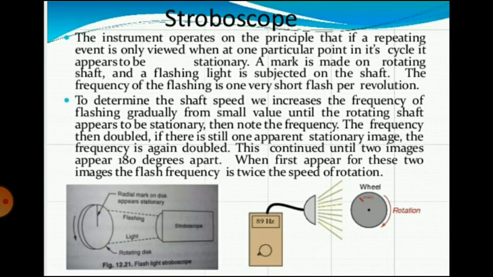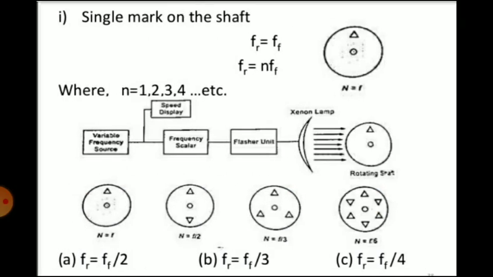A distinctive mark is made on the shaft or on a disc attached to the shaft. You can see the construction and working. A mark is made on the shaft or on a disc attached to the shaft. A stroboscope is made to flash light directly on the mark. The flashing frequency is adjusted until the mark appears stationary. Under these conditions, the speed is equal to the flashing frequency.